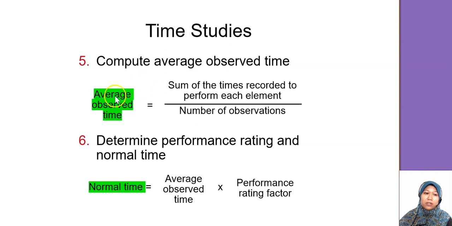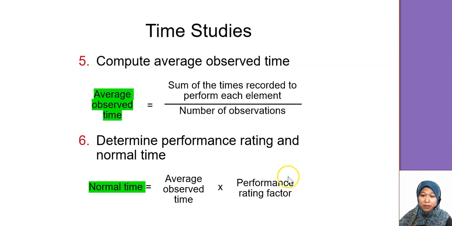So the average observed time is the sum of the times recorded. Usually they take more than 4 or 5 observations. For the calculation, 5 to 6 observations, but in real life, sometimes you take more than 100 or 200 observations based on the sample size. And then determine the performance rating and normal time. So the performance rating is always given.